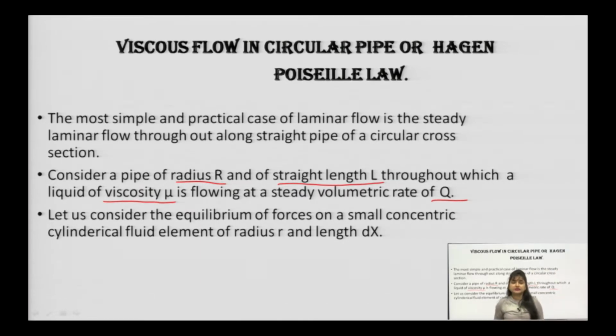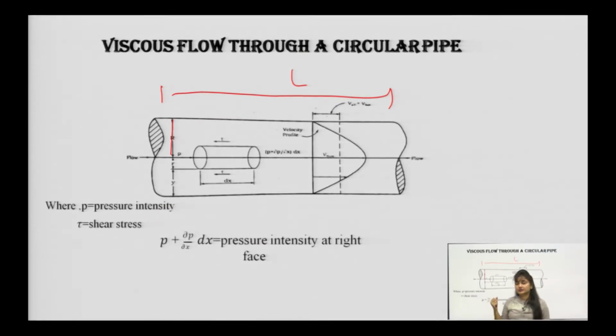Now, for the equilibrium condition, we already know that all the forces acting on that elemental fluid with respect to the pressure should be equivalent to 0, or the summation of net forces should be 0. So here we have an assumption. We are now going to derive mathematically how the viscous flow within a circular pipe changes with respect to pressure, velocity or shear stress.